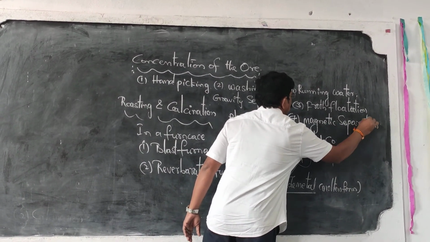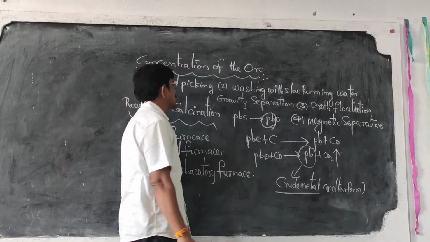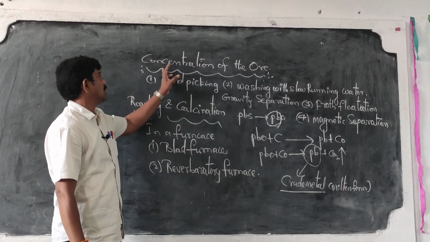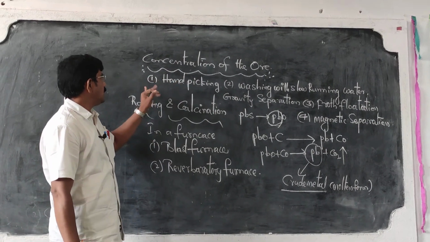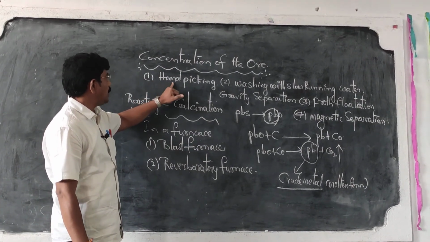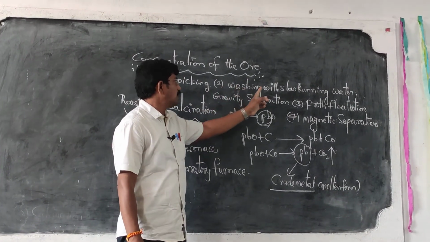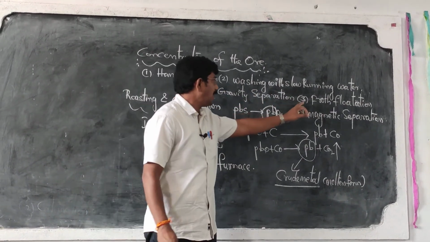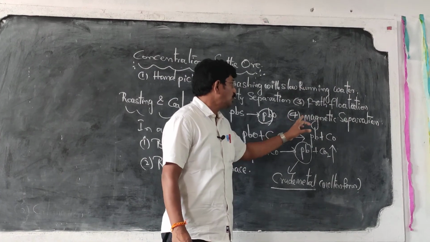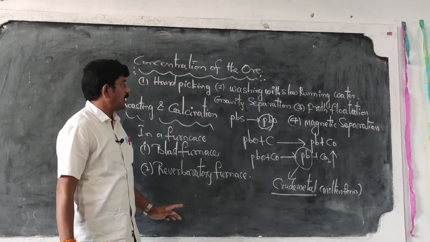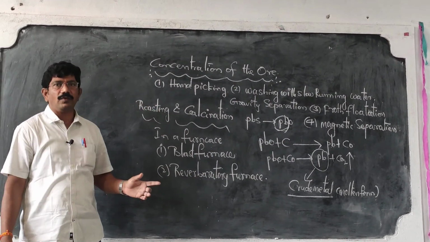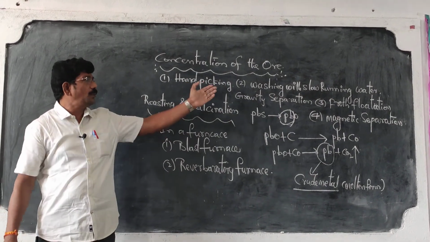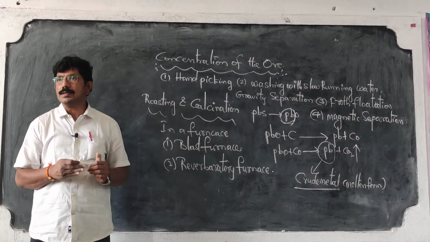These are the four methods we discussed in this session for concentration of the ore: one is hand picking, second is washing with slow running water, also known as gravity separation, the third is froth flotation, and the fourth is magnetic separation. When we adopt these methods, we will discuss in detail in the next class.